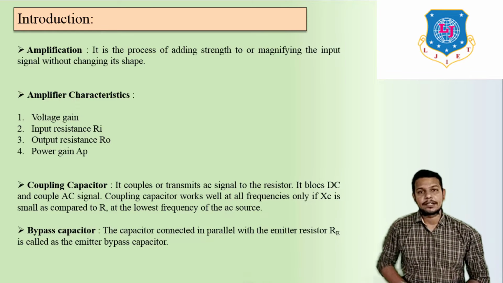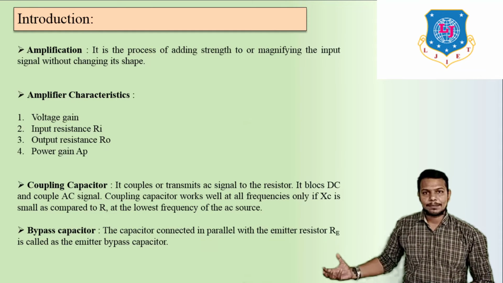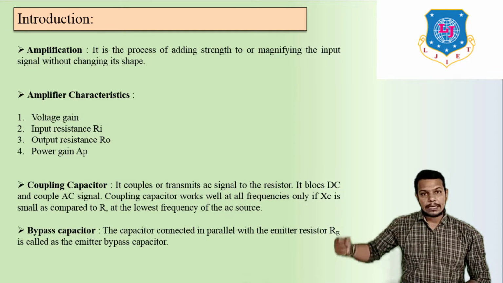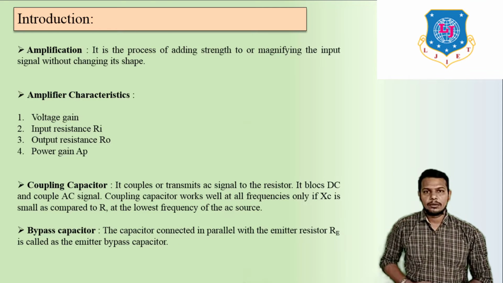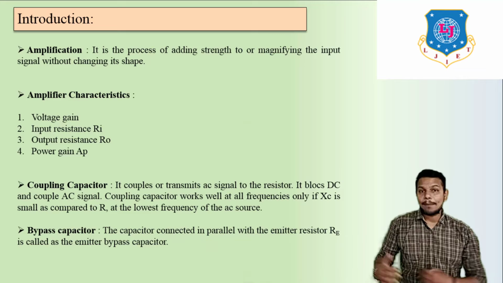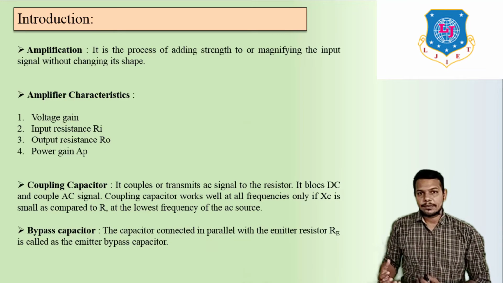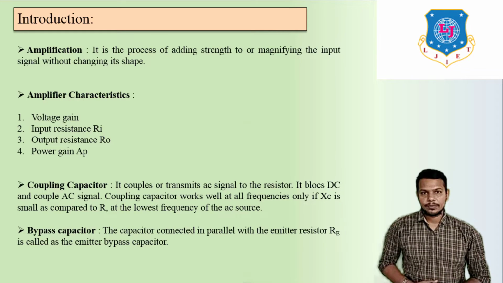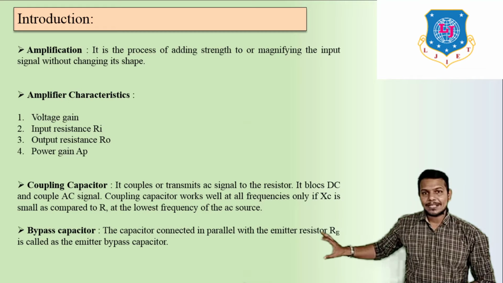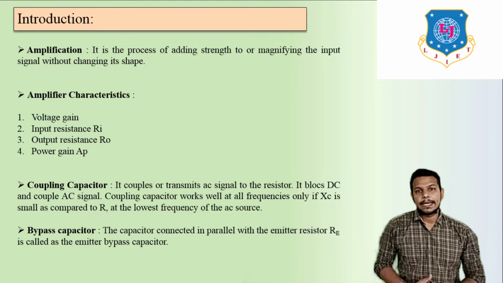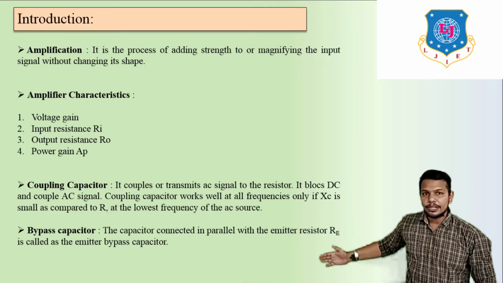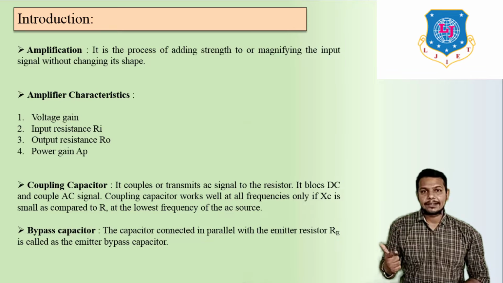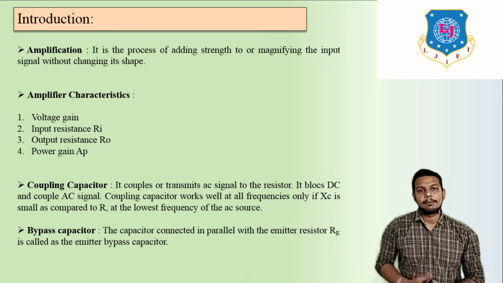Now the bypass capacitor is a capacitor which bypasses the current to the ground. Here we can see the capacitor connected in parallel with the emitter resistor Re, called the emitter bypass capacitor. Due to the bypass capacitor, we will get good gain. That's why these definitions are important for the further theory: amplification, its characteristics, bypass capacitor and coupling capacitor.